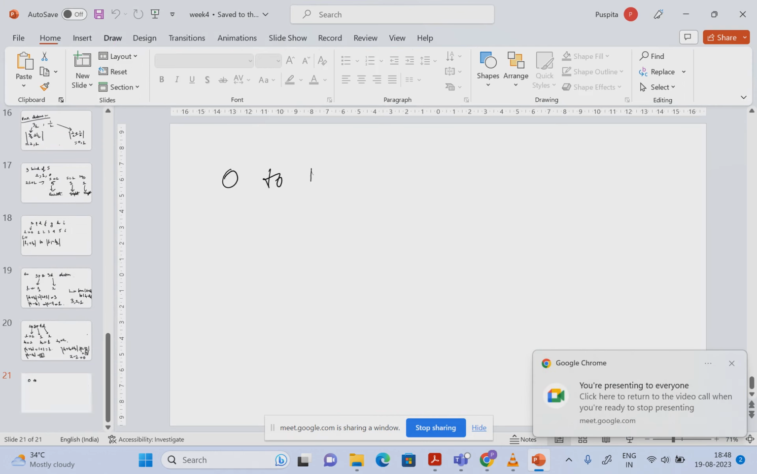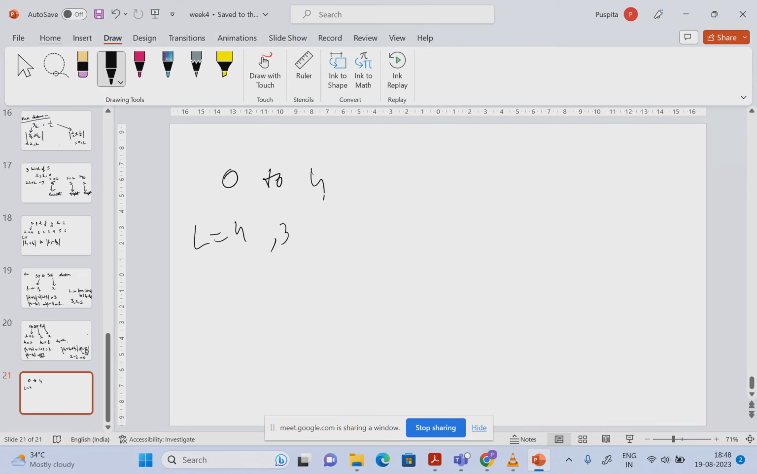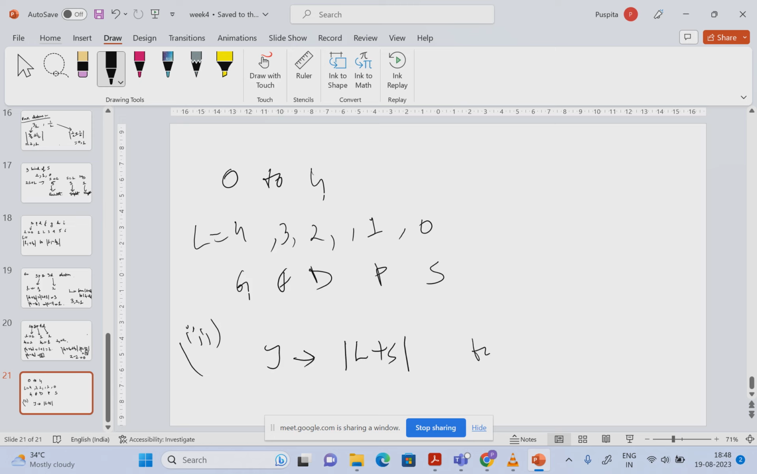So it's 0 to 4, so the values are 4, 3, 2, 1, 0. So this is called S, P, D, F, G. Similarly, the J values are from L plus S to L minus S.